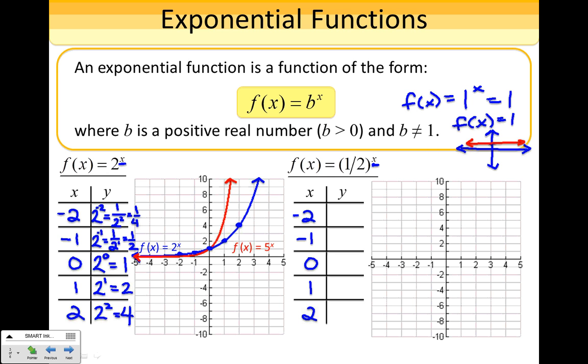So I have 1/2 raised to the -2. And again, that negative means we're going to invert the fraction. So I invert that, 1 over 2 becomes 2 over 1, and my exponent becomes positive. So 2 squared is 4. 1/2 to the -1. Again, I invert that fraction, so 1 over 2 becomes 2 over 1 raised to the 1st power.